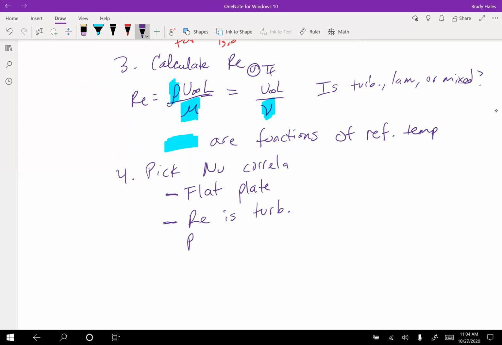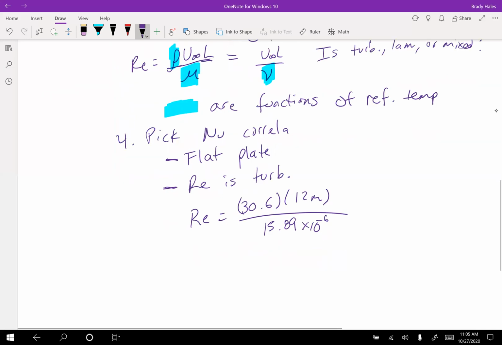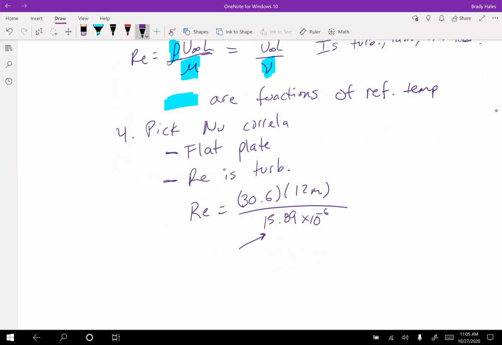So when I calculate out the Reynolds number, let's see if I can write this. So I get the Reynolds number is equal to 30.6 meters per second times 12 meters of the length, and that is going to be divided by 15.89 times 10 to the 6th, right? Just so you know, because I'm trying to go through this a little quicker, this value is something I pulled from the solution manual.